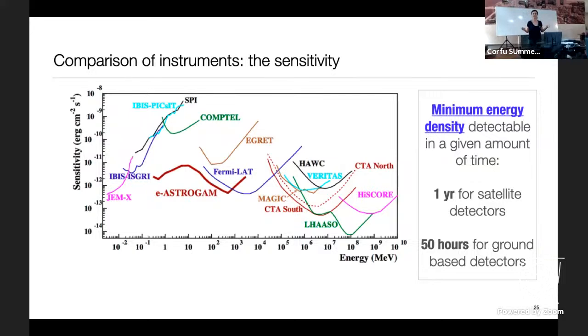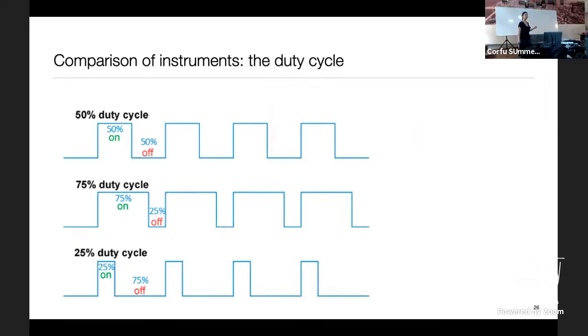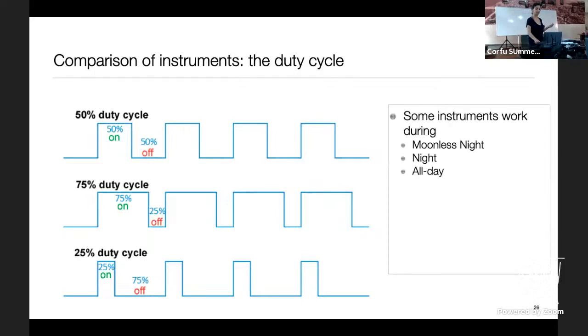Why is that? That's because of this reason. A satellite is almost always patrolling the sky, okay? So it's always taking data. Its duty cycle is very large. It can observe for 100% of the time. A ground-based experiment, instead, can observe only in limited conditions, like moonless nights, or only during the night accepting some light, or all day, depending on the technique. So it's not easy to compare instruments that have a different exposure to the sky.